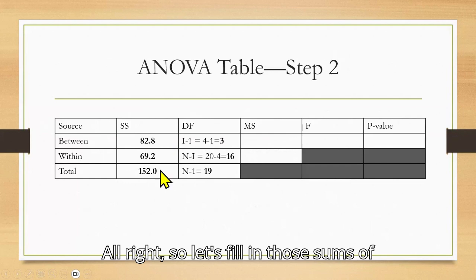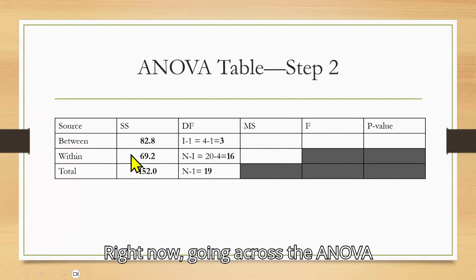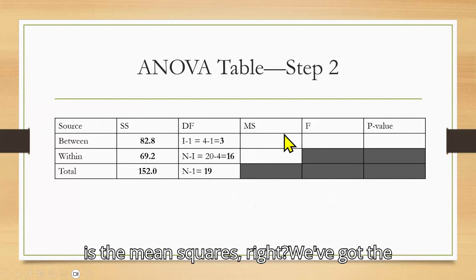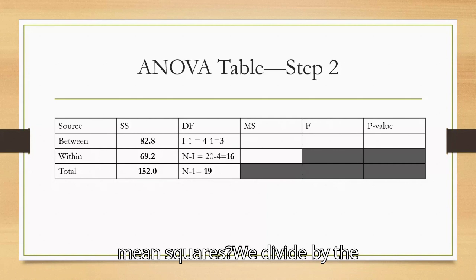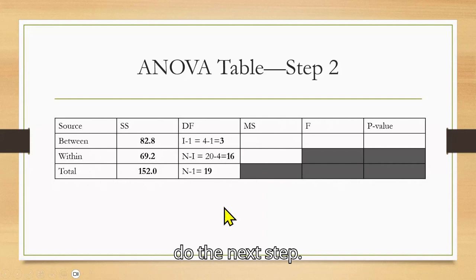All right, so let's fill in those sums of squares in our ANOVA table. We'll copy in 82.8 for the between, 69.2 for the within, and 152 for the total. Right, now going across the ANOVA table, the next column to fill in is the mean squares. Right, we've got the sums of squares. How do we find the mean squares? We divide by the degrees of freedom. All right, so let's do the next step.